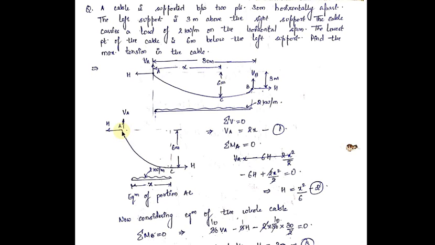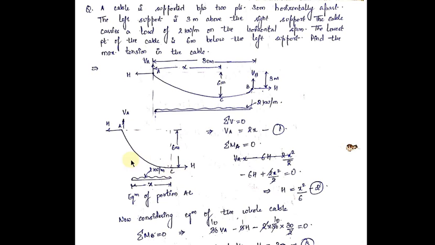Now at A, two reactions are acting. One is the horizontal outward thrust and one is the upward vertical reaction, that is VA. This point C is 6 meters below the level of support A. Suppose at point C the horizontal thrust is capital H. We know that in a cable the bending moment is 0, and there is only one force, the horizontal thrust. So at point C there will be only one force, the outward horizontal thrust.